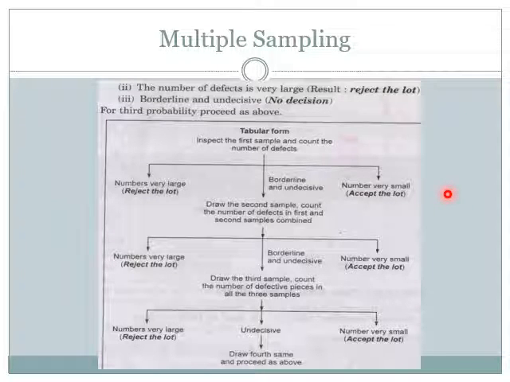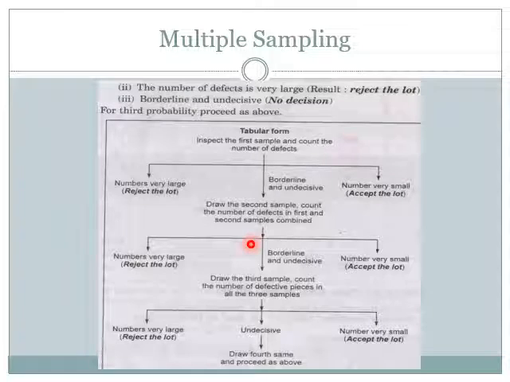Now in this tabular form, you can see this is the example of a multiple sampling. Now how do we start? We inspect the first sample and count the number of defects. What happens? If this number of defects is very small, we accept the lot. If the number is very large, we reject the lot. And if it is borderline and indecisive, then what we do? We draw the second sample, and count the number of defects in the first and second samples combined. If the number is very small, accept the lot. If the number is very large, we reject the lot.